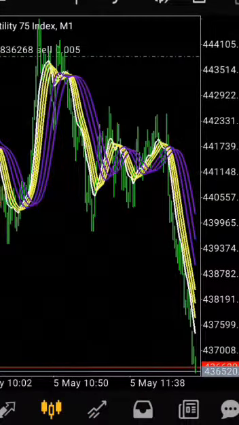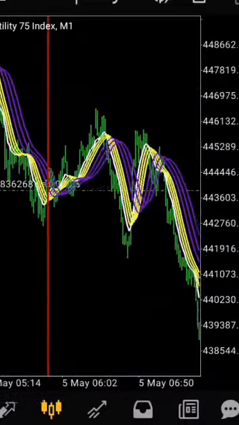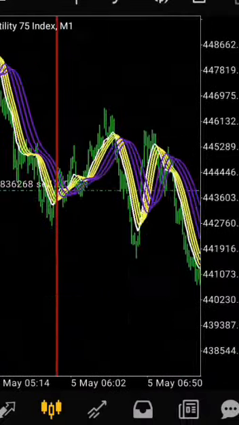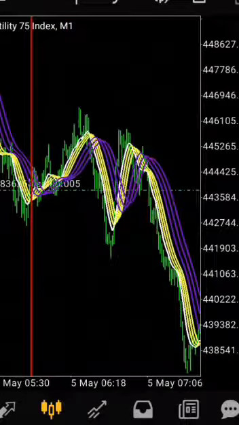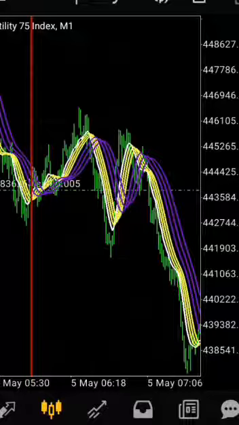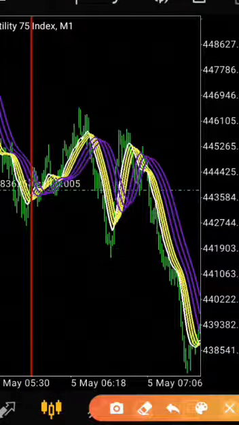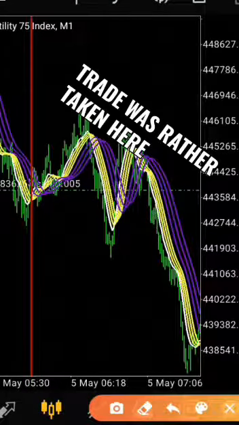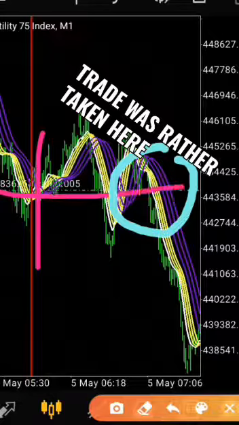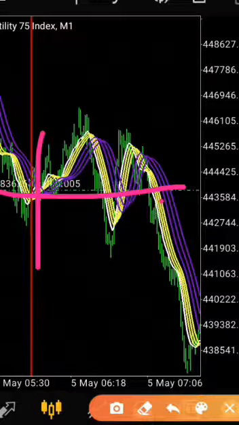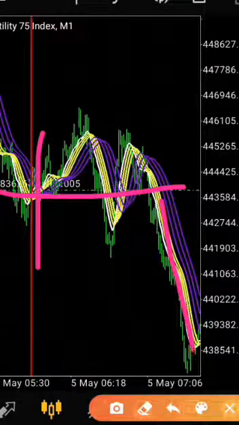So now on M1 we still see this red line. This red line was where the market was when we took the trade. The market was here, all right, so we took the trade over here, and then the market moved right from here to the downside. Now what happened?